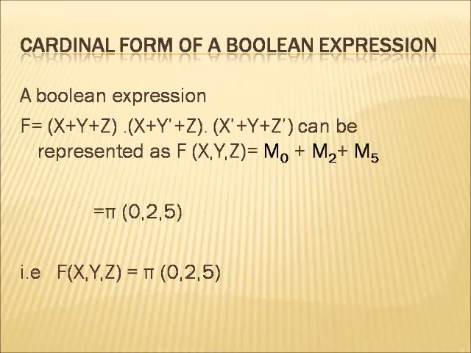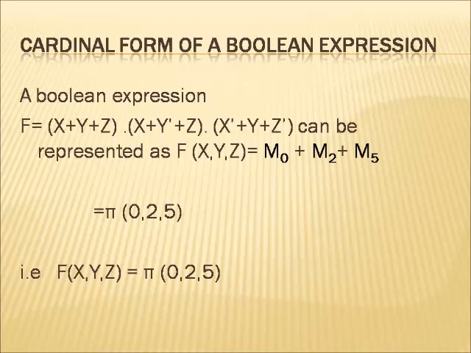Okay, in the last example we have seen the canonical representation of a SOP form. Now we are going to see the canonical expression of a POS. So it is given that f is equal to (x plus y plus z) dot (x plus y bar plus z) dot (x bar plus y plus z bar), right?